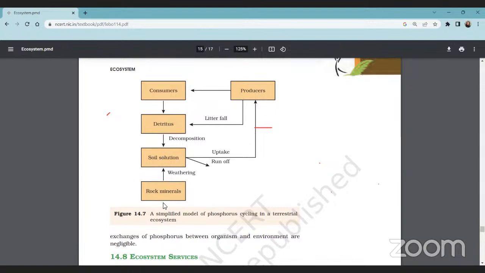Means rock particles are forming soil and mixing in the soil, and the producers utilize that, and it is eaten by the herbivores and carnivores. When they die, it comes to the soil by the detritus process, by the decomposition process, and is mixed again into the soil. That means the cycle is continuing.